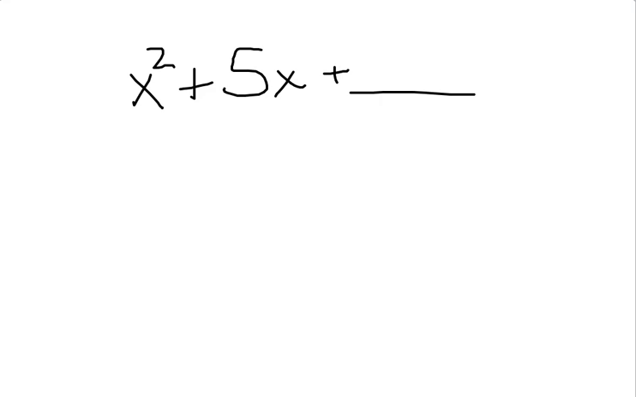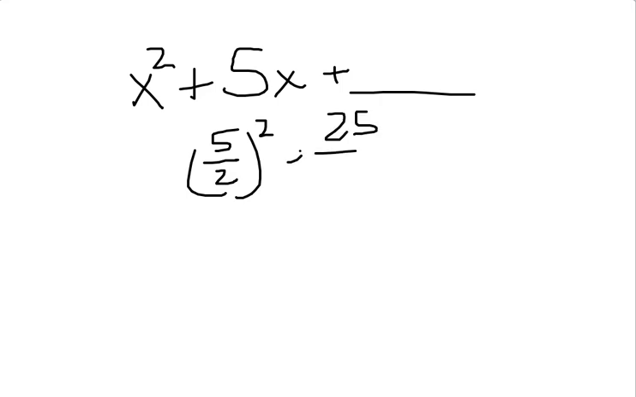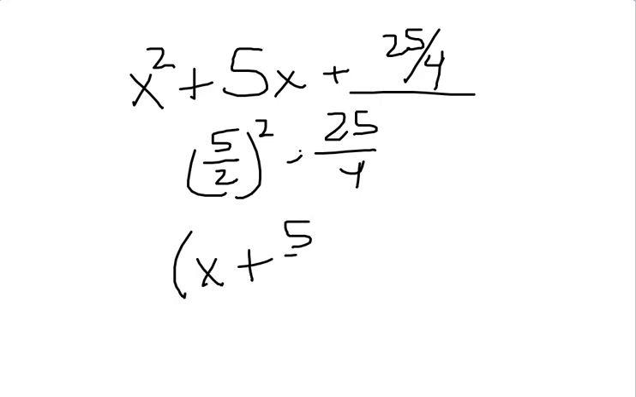What if I have x squared plus 5x? What do I need to do to complete this square? Well, I'm going to take 5 divided by 2 and square it, which gives me 25 over 4. So 25 over 4. And again, I know that this is then x plus 5 halves squared.